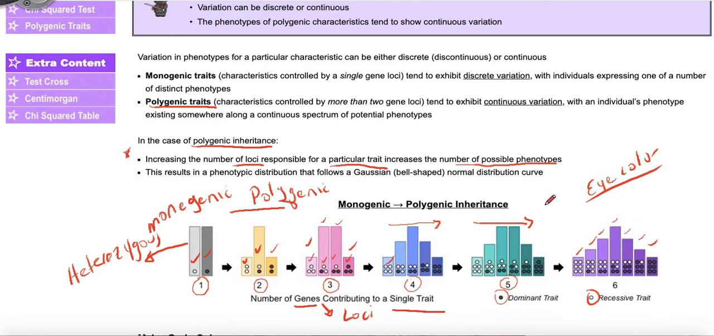So that's why you end up having people with blue eyes or really light blue eyes or a darker blue, more of green eyes, and then more of hazel eyes and more of brown eyes. So again, you have a different spread here of the different possible phenotypic variations. Okay, so this is what we refer to as polygenic inheritance: more than 2 gene loci for a particular characteristic, like eye color, for example.